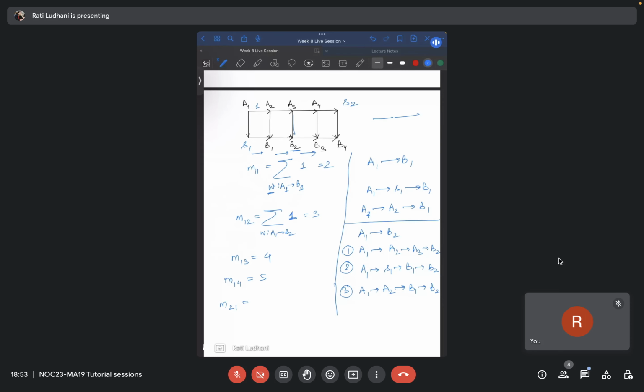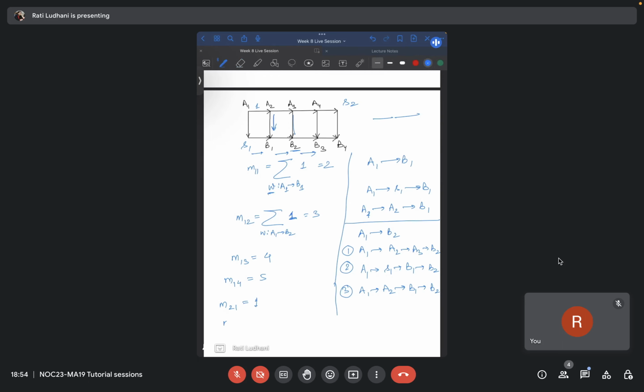So M21 is 2 to 1. So you have this option only. Is there anything else? No, no. So A2 to B1, there is only one path, because you can go from here, but you cannot come back. If you go downwards, then there is no path from here to here. So there is just one path. So you have A2 to B1, that is exactly 1.